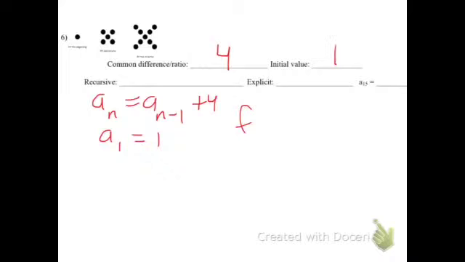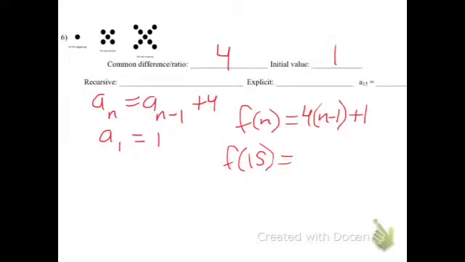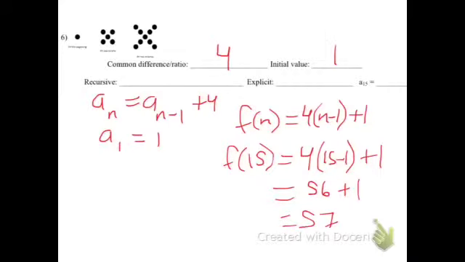The explicit one would say f of n equals 4 times n minus 1 plus 1, because 1 is your initial value. To get a sub 15, you put 15 in, so you got f of 15 equals 4 times 15 minus 1, which is 14. 4 times 14 gives you 56. And then add the 1, so this one should be 57 for f of 15, or a sub 15, the 15th term of the sequence.